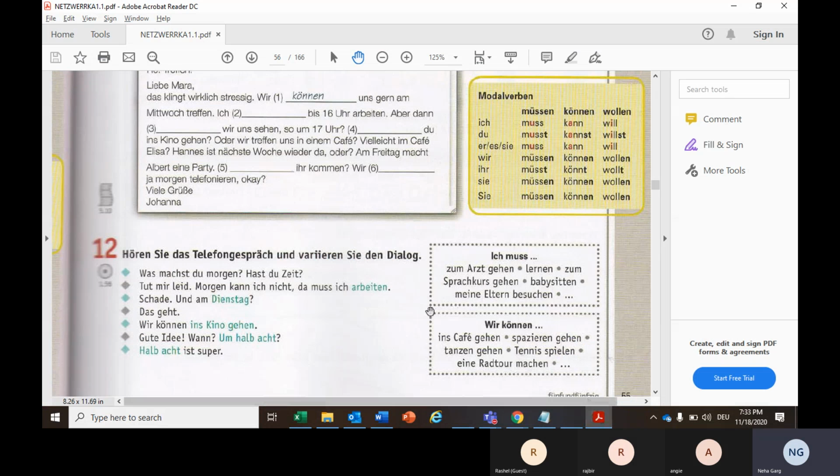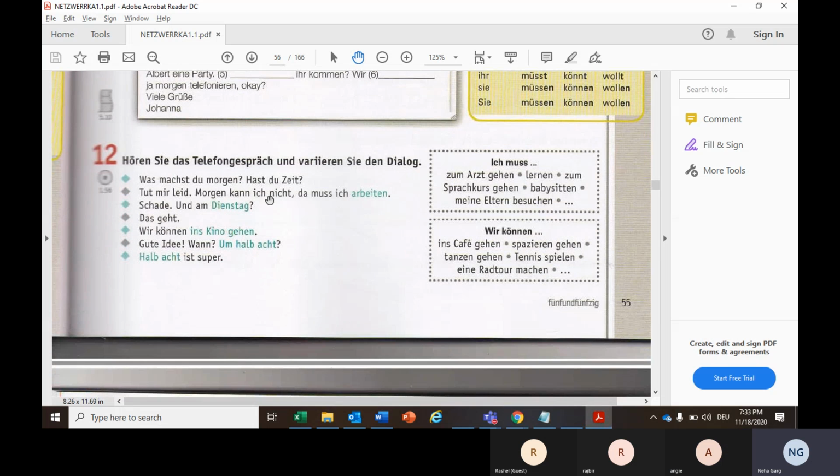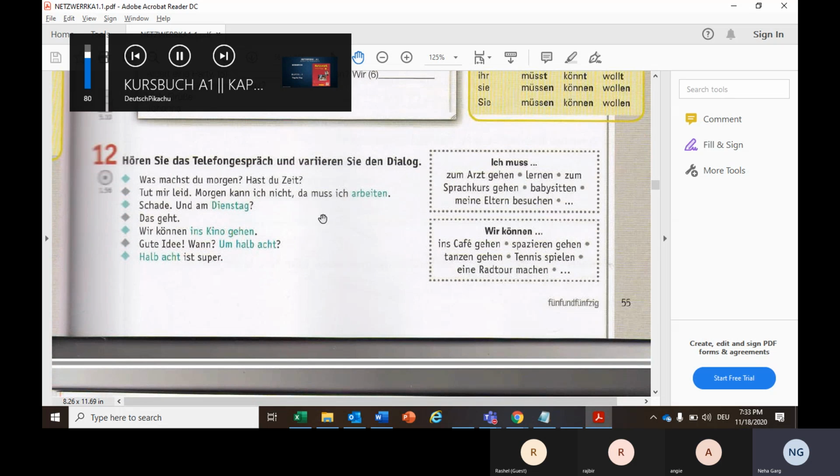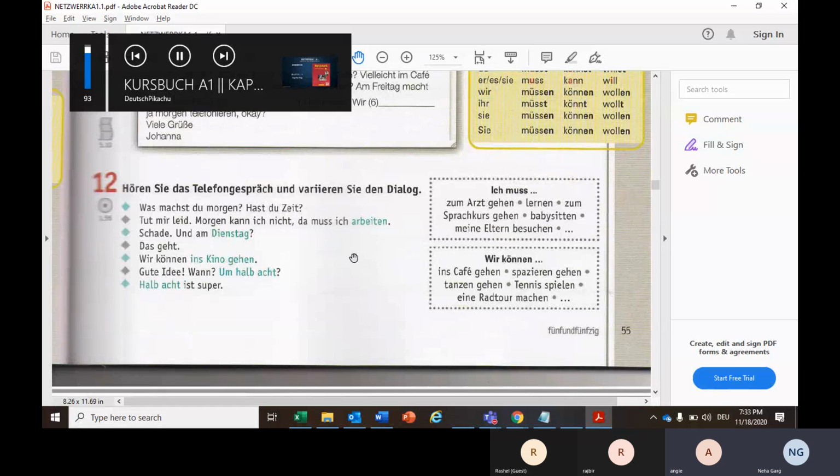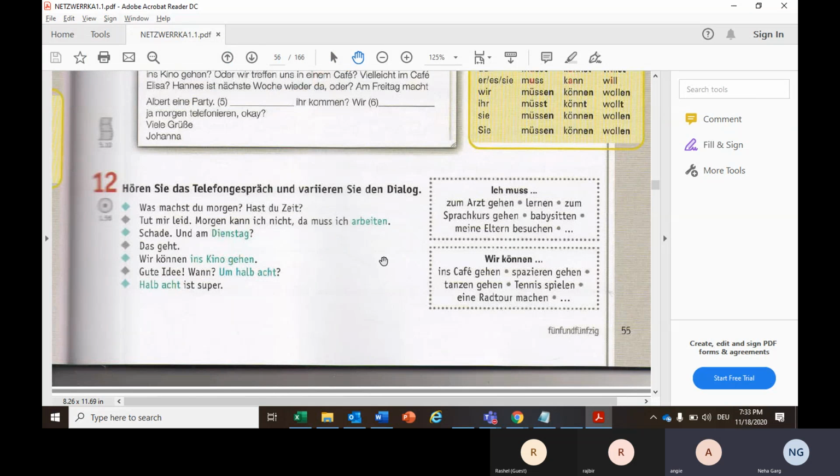Aufgabe 12. Was machst du morgen? Hast du Zeit? Tut mir leid. Morgen kann ich nicht, da muss ich arbeiten. Schade. Und am Dienstag? Das geht. Wir können ins Kino gehen. Gute Idee. Wann? Um 7:30? 7:30 ist super.